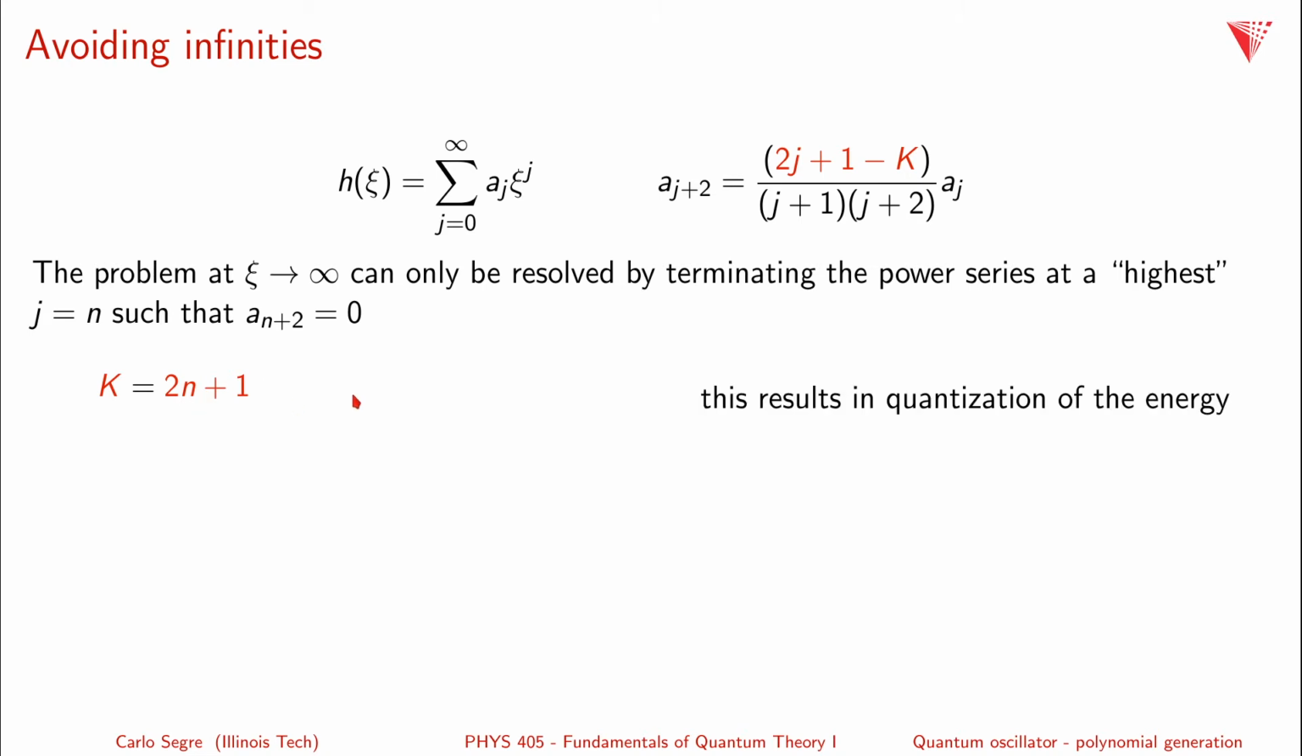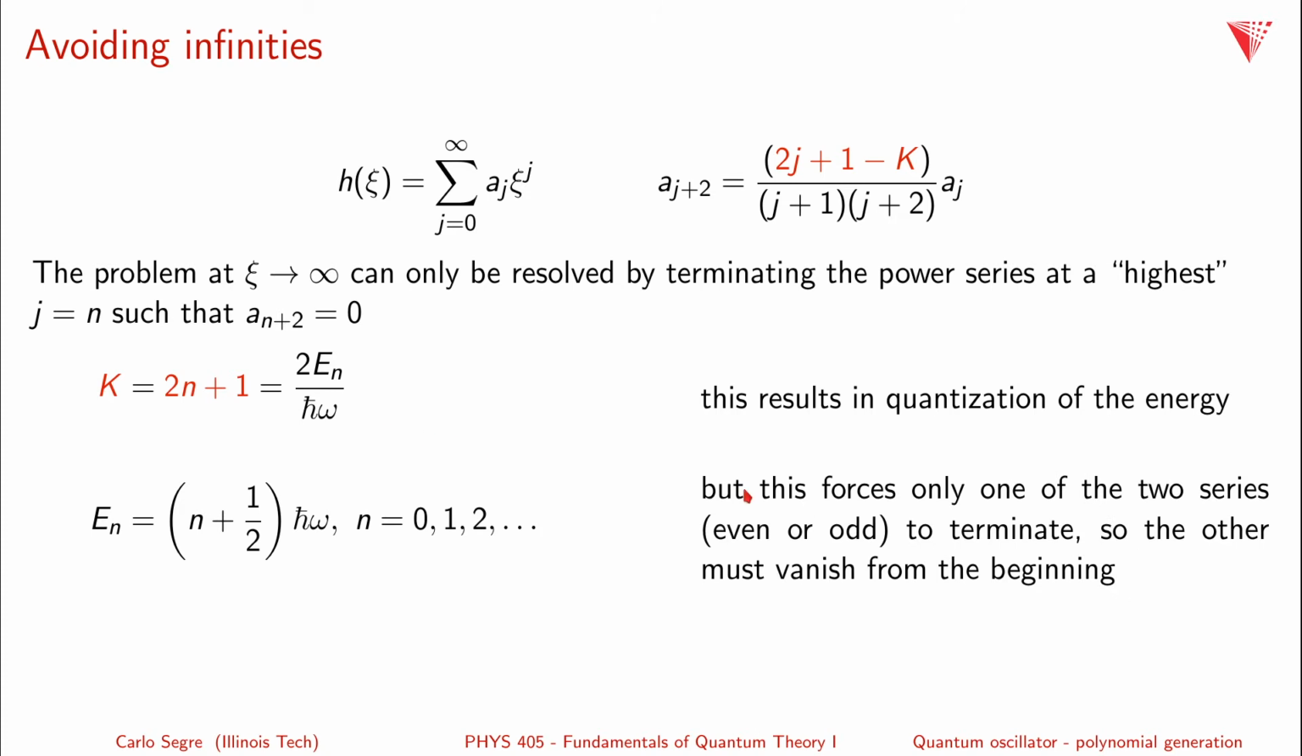What this does is it results in a quantization of the energy. Because if you remember, k was equal to 2 times E, and now it's E sub n because we have an n, over h bar omega. If I now solve for the energy, I get something that should be familiar. E sub n is equal to n plus a half h bar omega, where n is equal to 0, 1, 2, and so on. So these are exactly the same energies we got from the algebraic solution. And now you can see the quantization has come in from the fact that we've got to avoid infinities and we've got to terminate the power series.